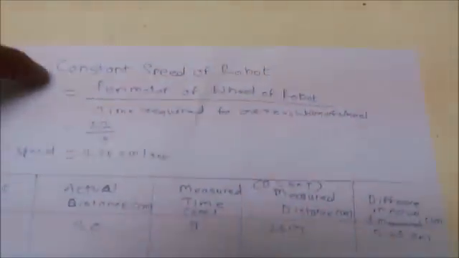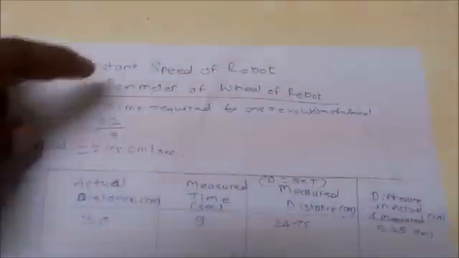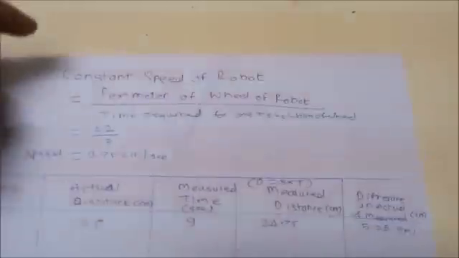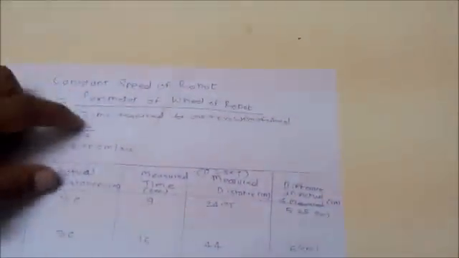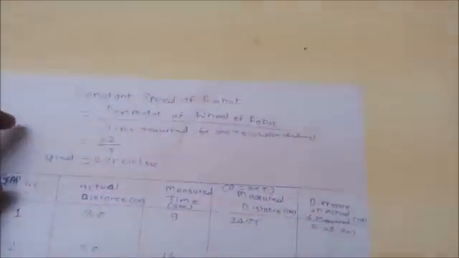We have calculated the speed of the robot by using the formula distance upon time. We have calculated the perimeter of the wheel, which is calculated by using the diameter of the wheel, which is 7 centimeter, and the time required to complete one revolution. So the speed is 2.75 centimeter per second.